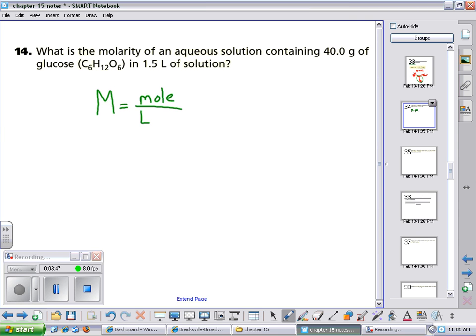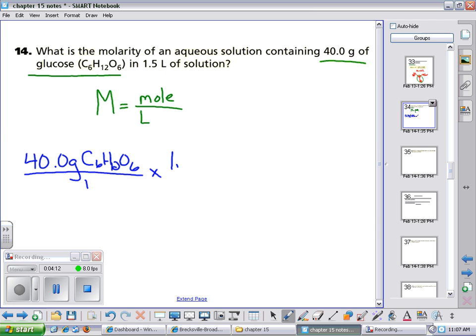So it tells us we have 40 grams of glucose. We don't want grams of glucose, we want moles of glucose. So here's where I'm saying you need to go ahead and convert. So you're going to use your 40 grams of C6H12O6. You're going to convert that to moles. So 1 mole of glucose over the gram formula mass.